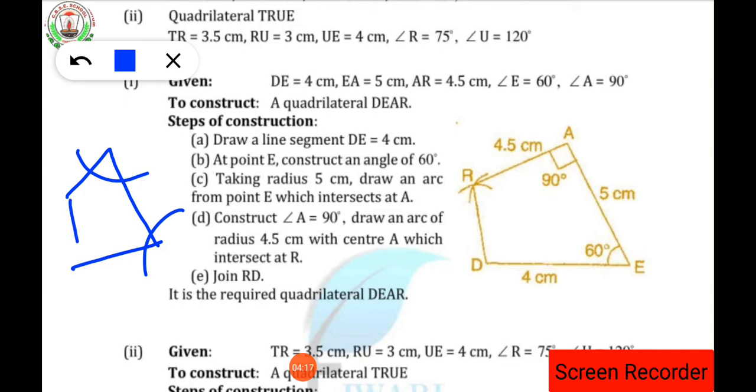Now somewhere you will get an intersection point R, where the lines DR and AR are going to meet. Clear?